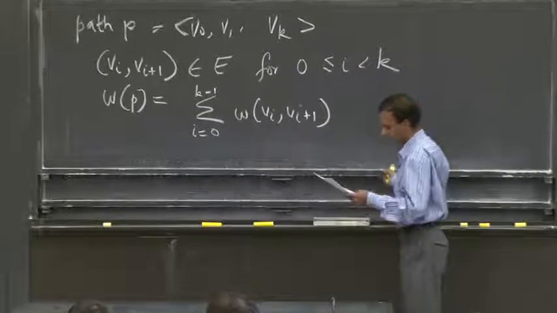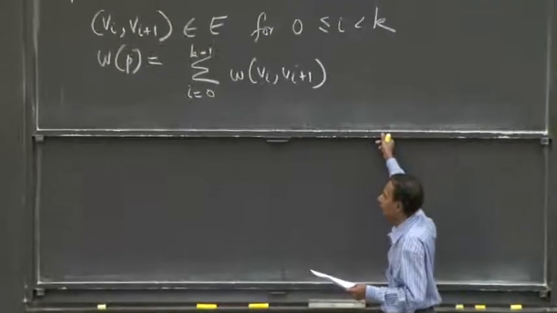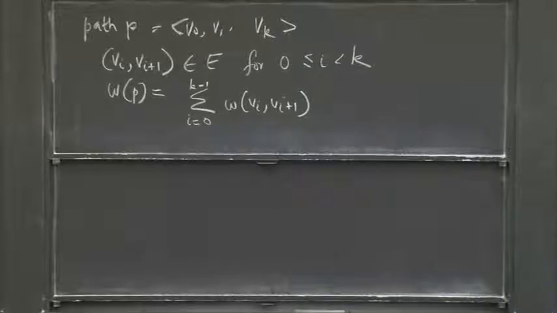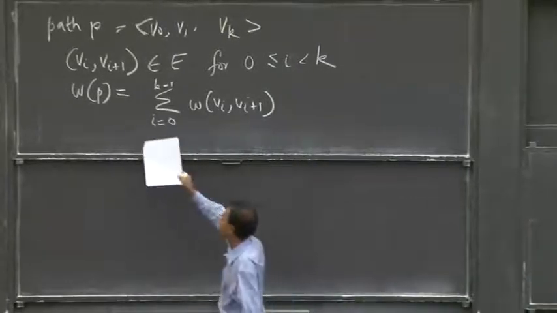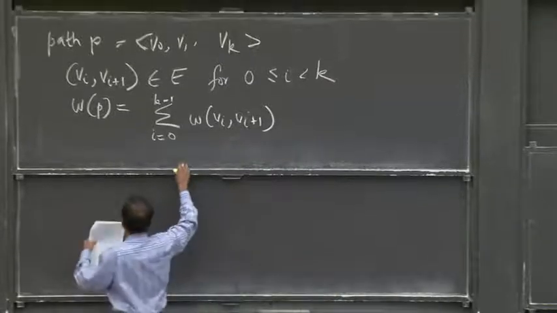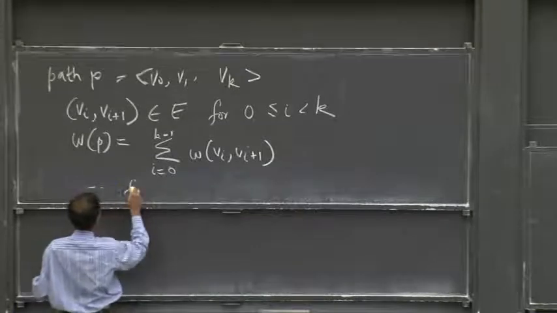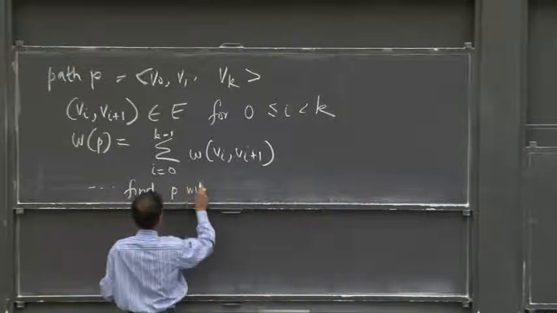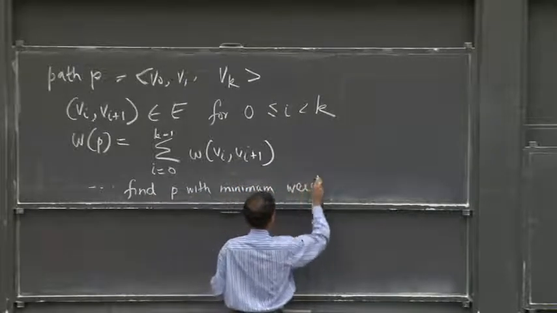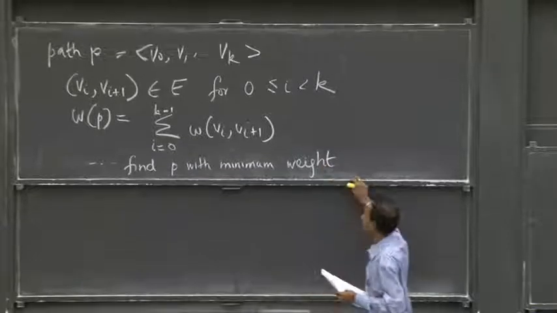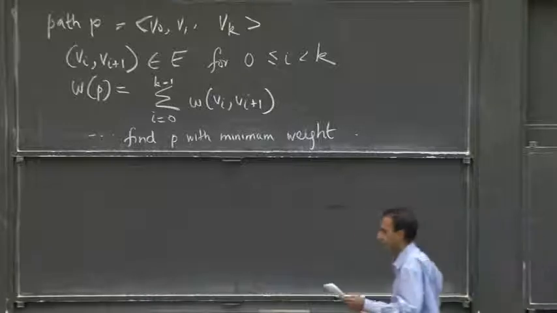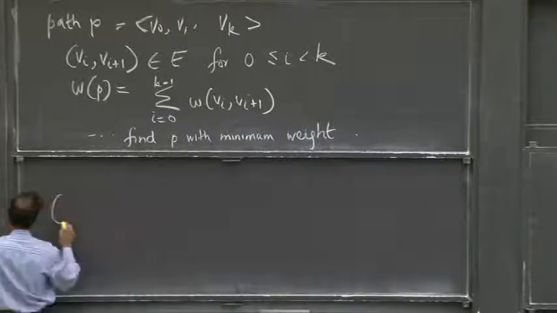And the shortest path problem is, as you can imagine, something that tries to find a path P that has minimum weight. So in general, you have some setup for the problem, but it comes down to find P with minimum weight, and there are many, many possible paths. You have to understand that there are potentially an exponential number of paths in the graphs that we would consider.